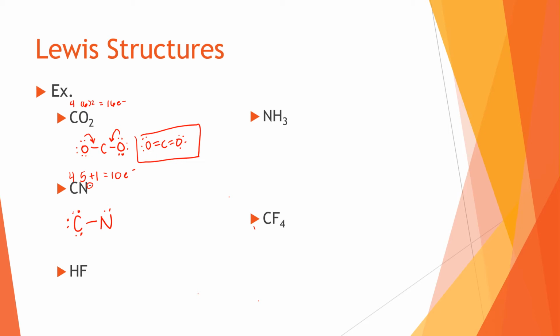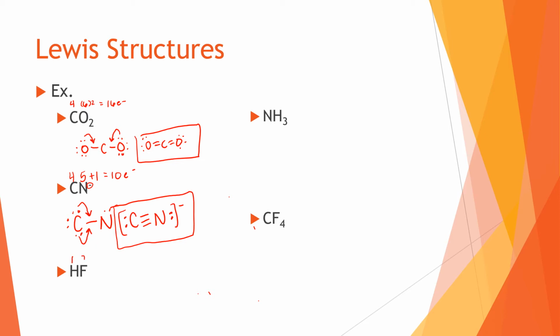Carbon has all 8, but nitrogen only has 4. So I'm going to move these 2 down and have that double bond, which actually gives me 8 for each of them, with that -1 charge. If we have ions, we typically put the structure in brackets so we can put the charge outside of it.